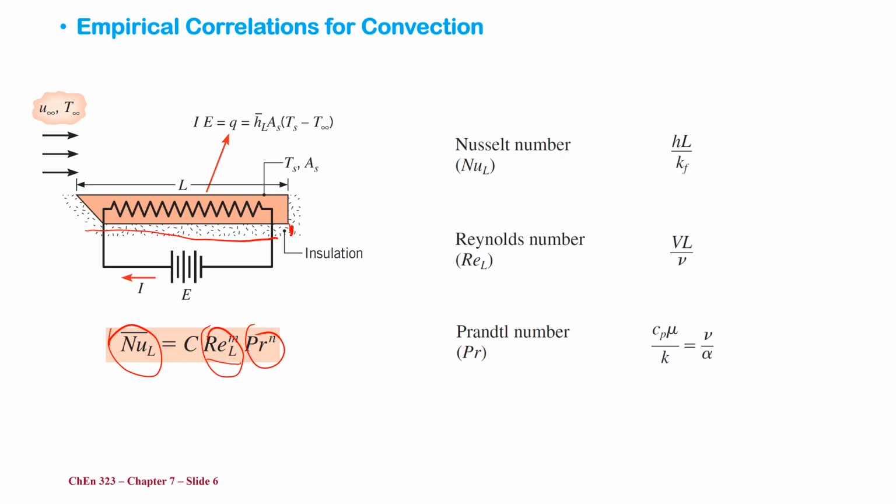And the definition of Nusselt number, we saw this in chapter 6. The convective heat transfer coefficient is h, L is the length of the plate, k_f is the fluid thermal conductivity, and Reynolds number is obviously velocity times length over kinematic viscosity, and Prandtl number is kinematic viscosity over alpha. Okay.